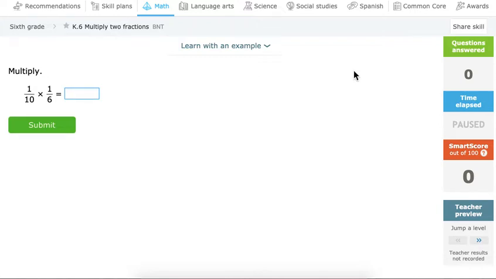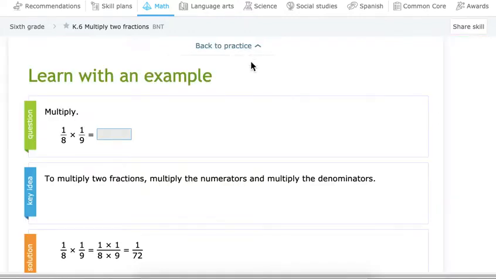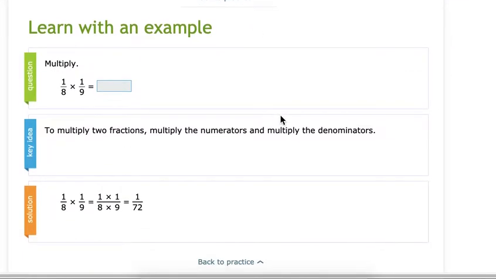If you're in IXL and you don't know how to do it, first time you get in here, click on Learn by Example and let's take a look at it. So let's go to Learn by Example. Okay, first one is they want us to multiply 1/8 by 1/9. So, key idea is to multiply two fractions, multiply the numerators, and multiply the denominators. So it is that simple.